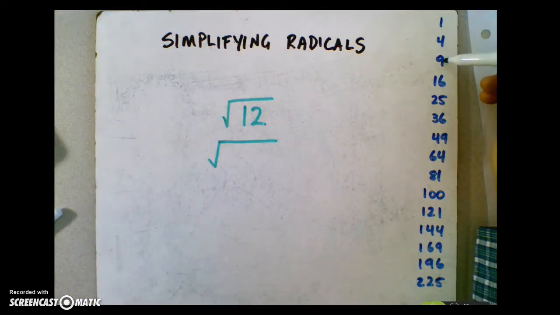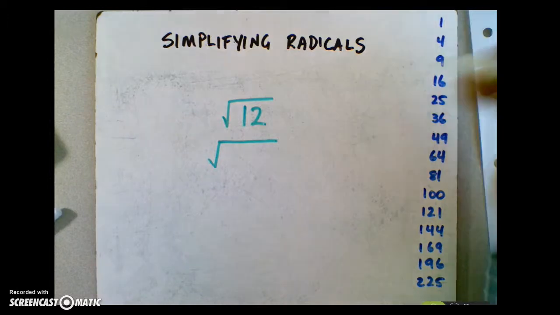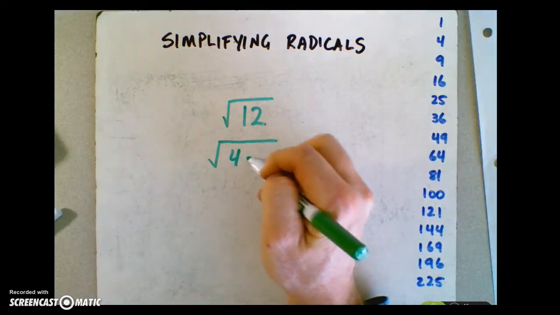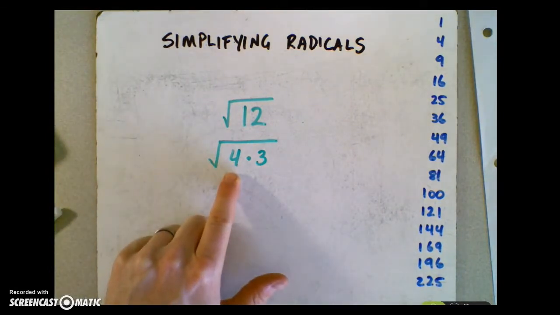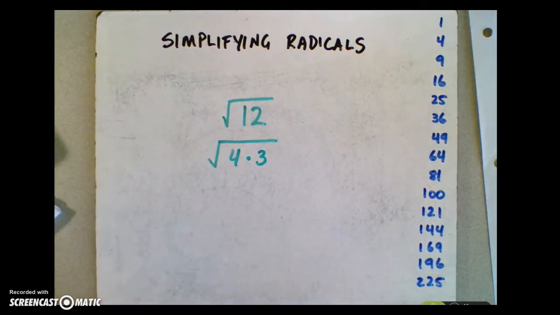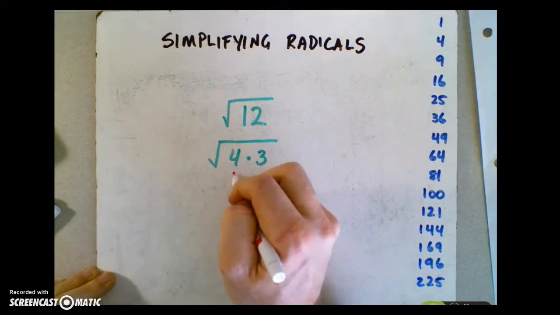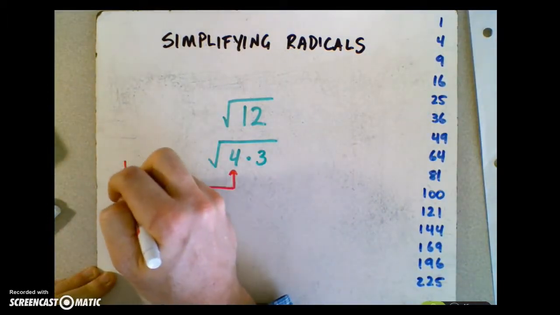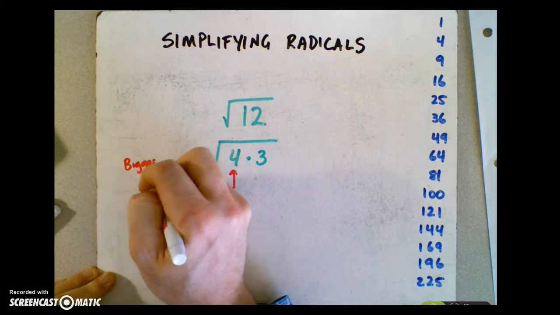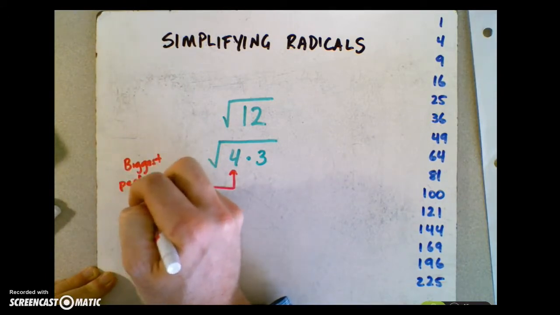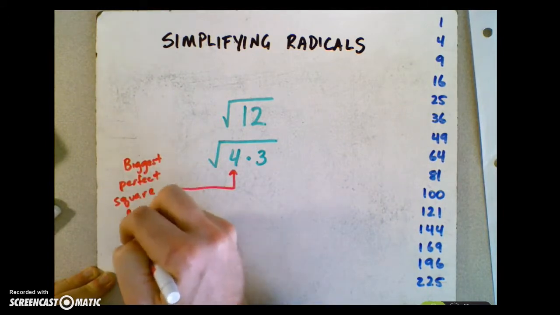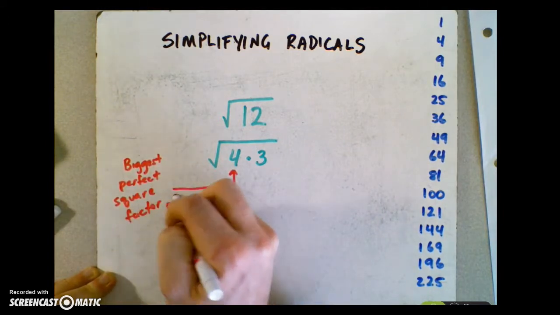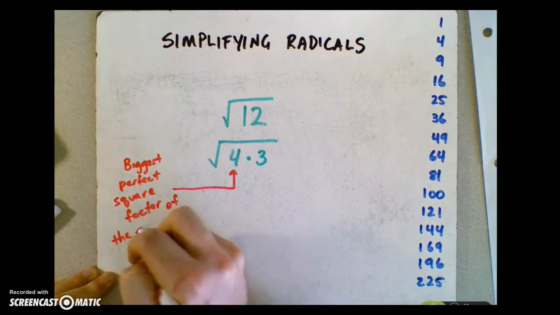Does 9 go into 12? No. Does 4 go into 12? Yes. 4 times 3 equals 12. This number needs to be the biggest perfect square factor of the radicand.